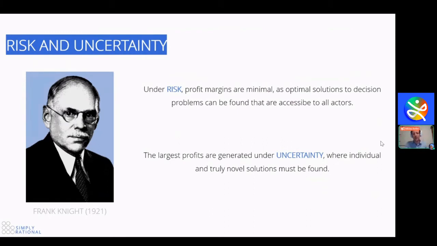Whereas under uncertainty, you can generate very, very large profits because you have found an individual solution to a unique problem. And before the other market participants can come up with a similar solution themselves or find out how to copy you, you are able to generate these huge profits. And this is exactly the kind of situation that we see around us today. New business models, new ways of delivering services that people haven't thought about are the ones that generate these huge amounts of wealth.